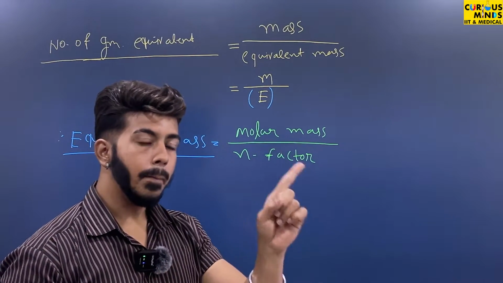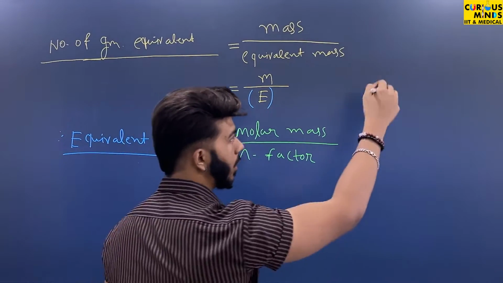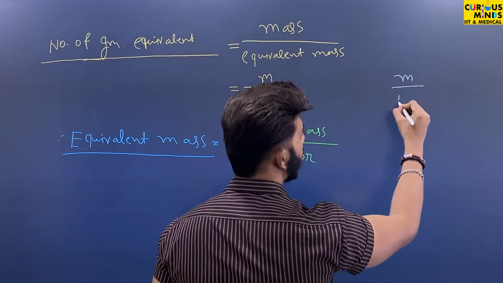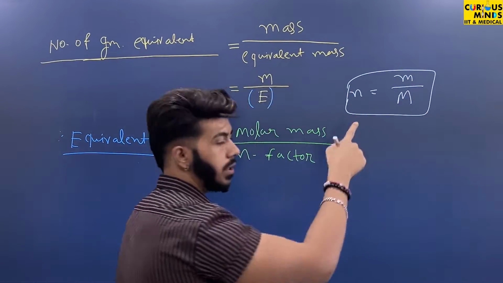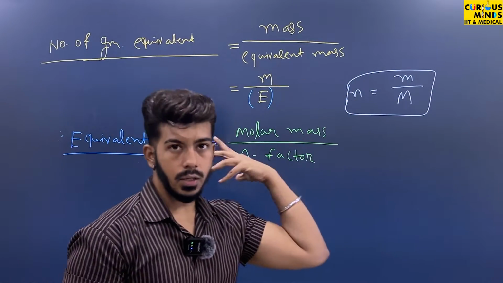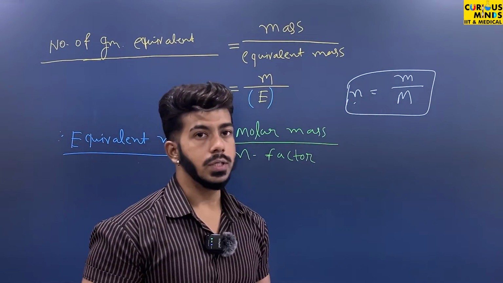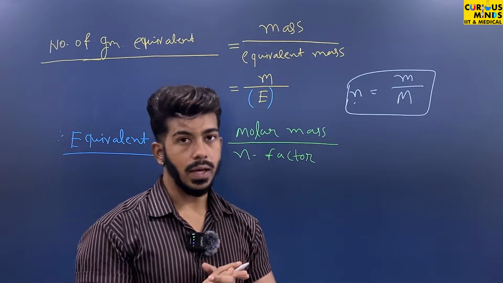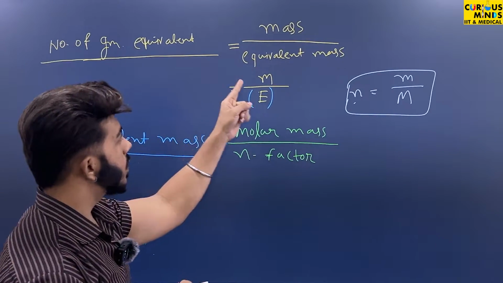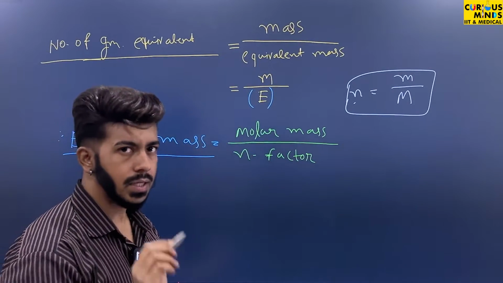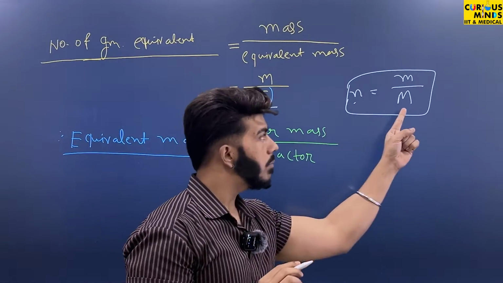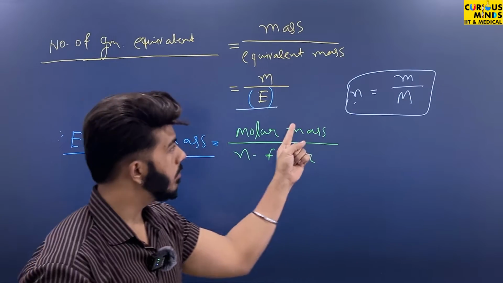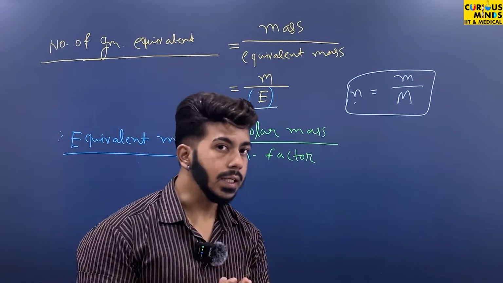वहां पे क्या था, mass upon molar mass. मैं यहाँ पे लिख रहा हूँ mass upon molar mass. ये क्या था, number of moles. We know this, right? Mass upon molar mass from the last slide. So ये होता है number of moles. But यहाँ पे क्या है, number of gram equivalents. That is this. So ये होगा mass upon equivalent mass, and equivalent mass is denoted by capital E, not M. Molar mass is denoted by capital M. Equivalent mass is denoted by capital E, right?